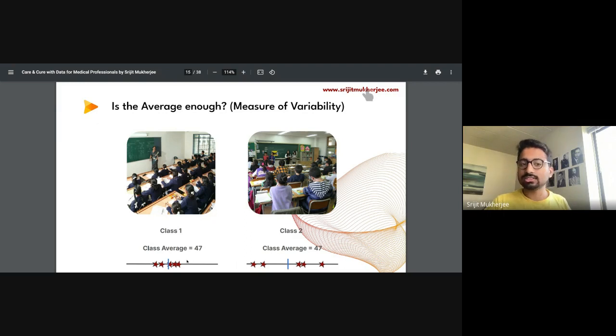But here there's a consistency, right? And for that, we need something called a measure of variability. The persons who are consistent should be better, right? So how do we measure this consistency? We'll explain it by a beautiful example.